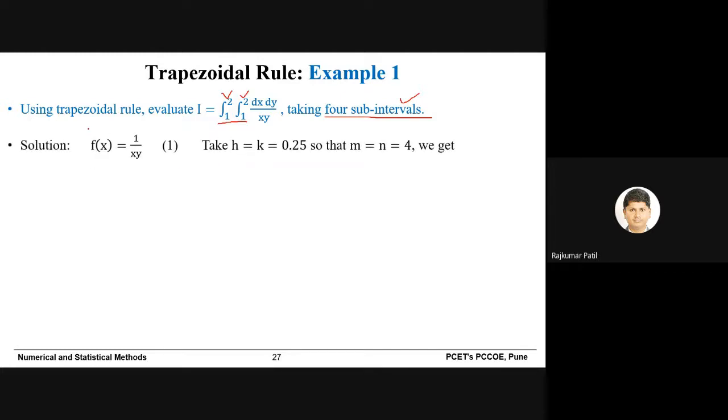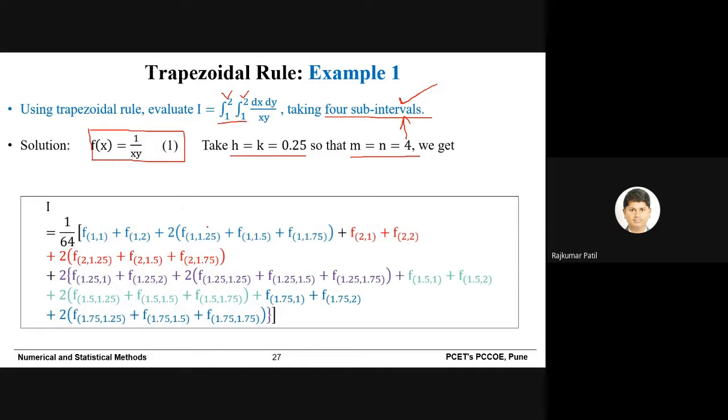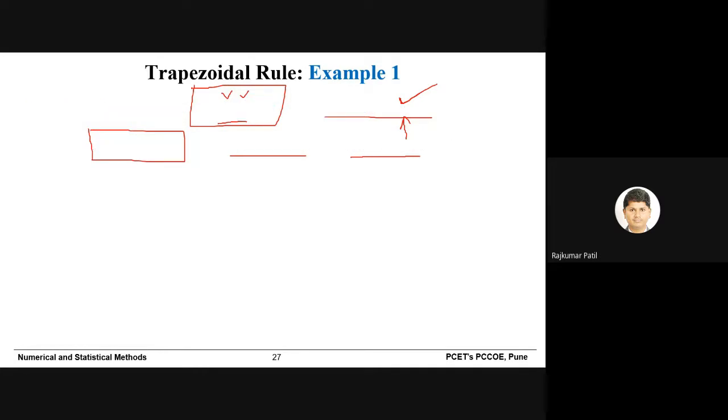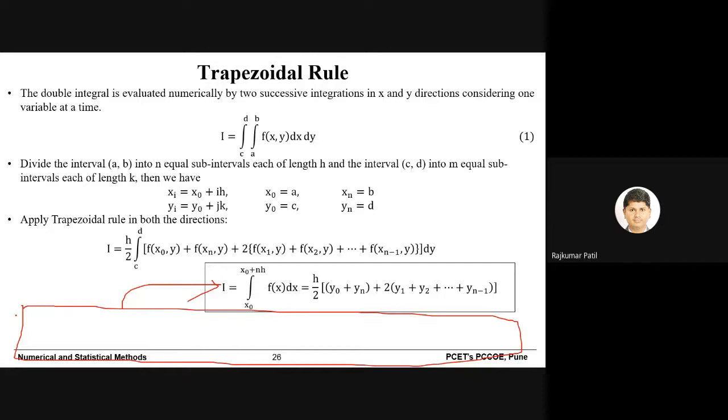So for the given problem, your function will be f of xy, which is equal to 1 upon xy, let's say equation number 1. And as we need to divide into 4 subintervals in both integrations, h will be equal to k, which is equal to 0.25. Then m will become equal to n, that is 4. Then for this given problem, we use the equation that we derived in the previous slide, that is here you can see.